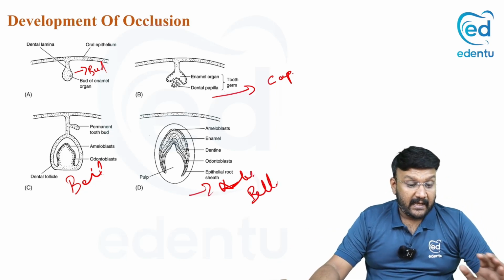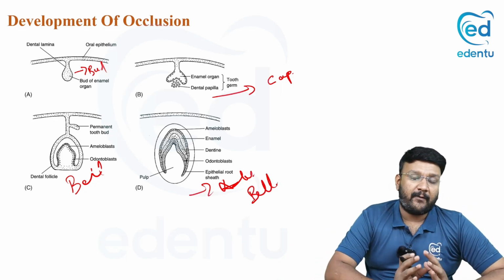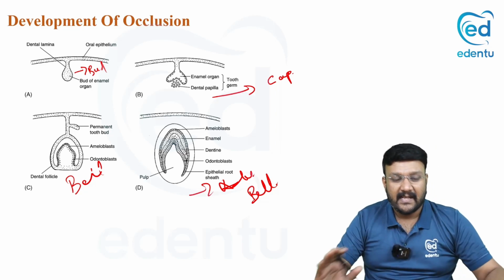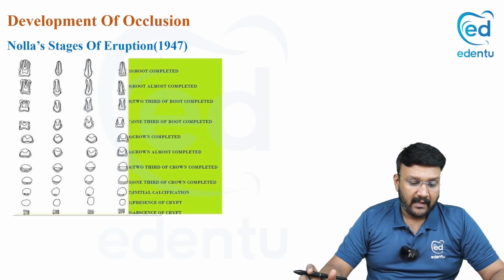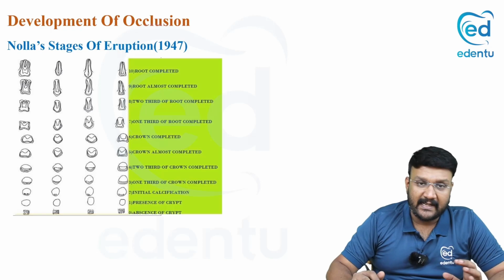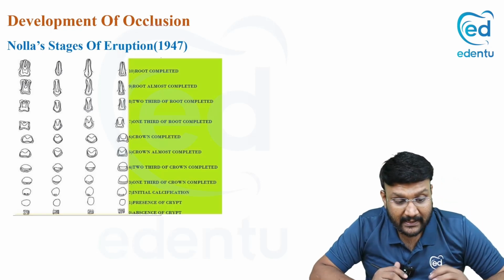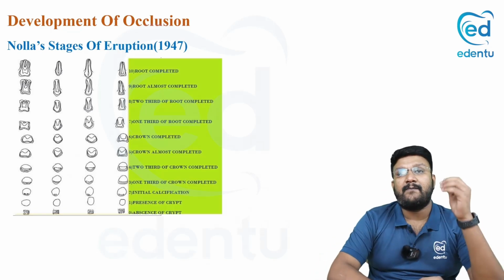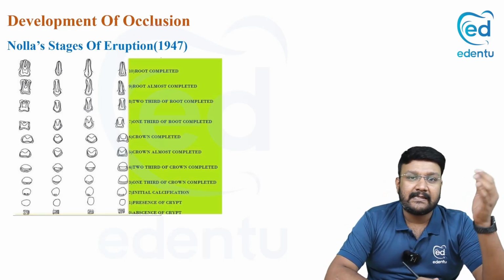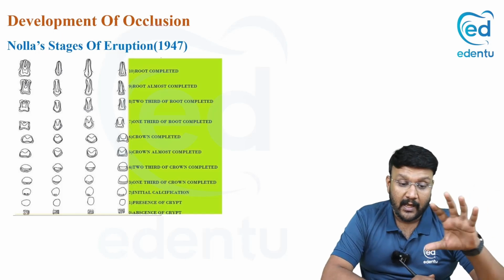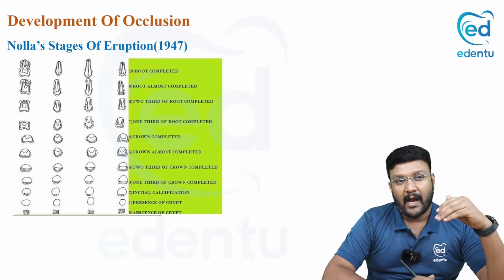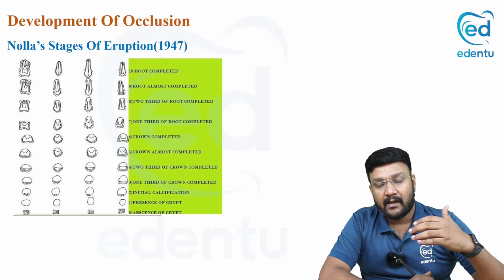So these are the basics of the development of occlusion, how the tooth develops and the different stages of tooth development. This is again an important question. Sometimes you can get it as a 3 or 4 mark short note on Nolla's stages. As a clinician, you need to assess the stages and come to a conclusion that this much of the tooth is developed, and predict the eruption of the teeth.